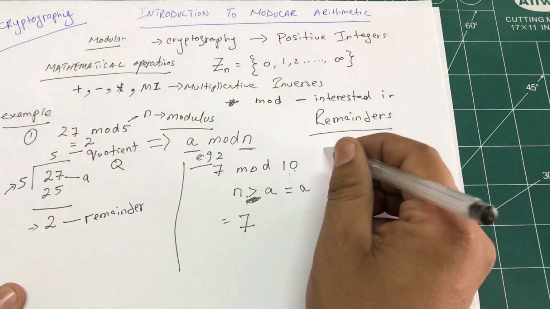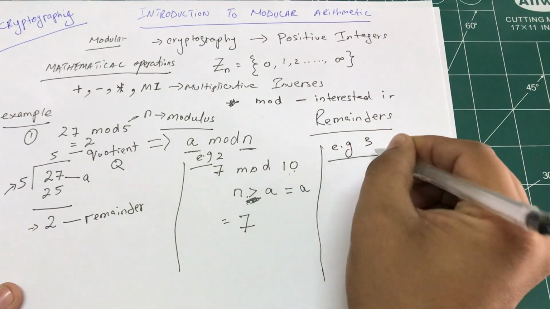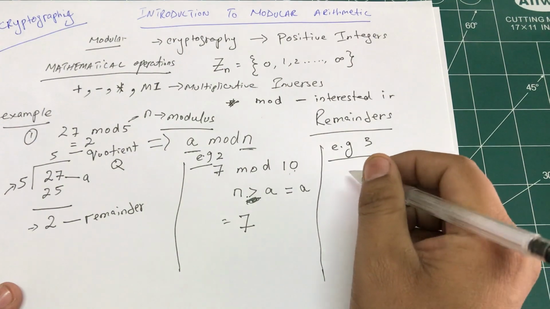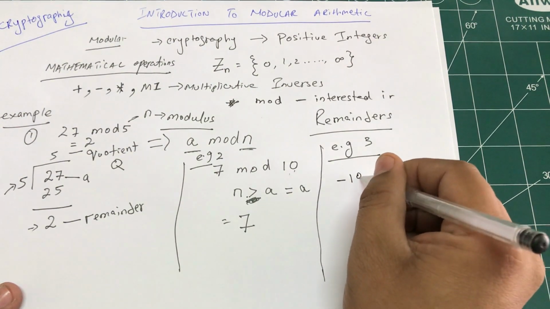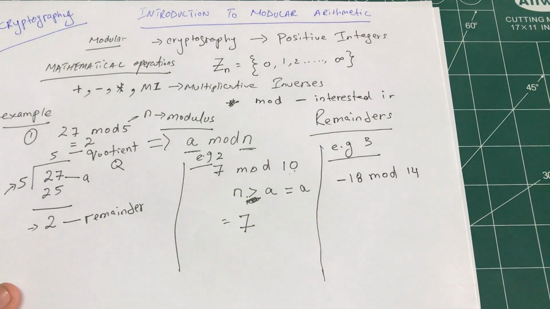Okay. Let's do one more example. Let's do example 3. Example 3, let's say I have a negative number, negative 18 mod 14. All right, so how am I going to solve this?